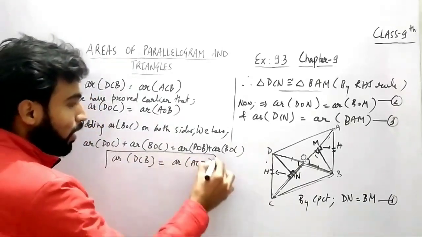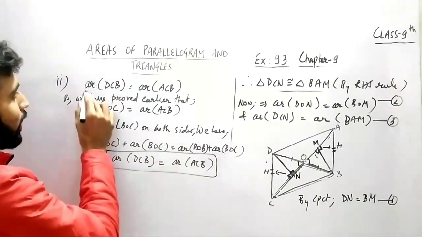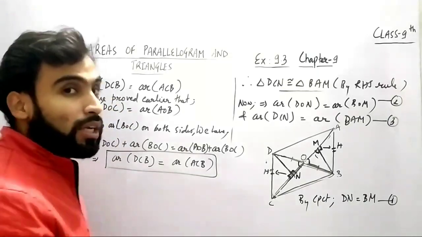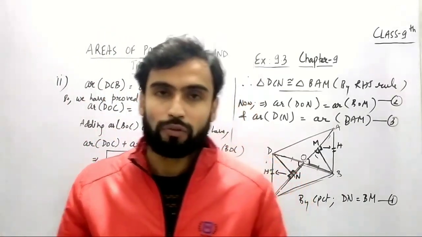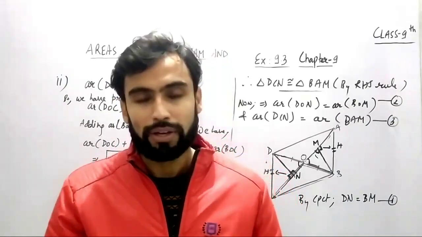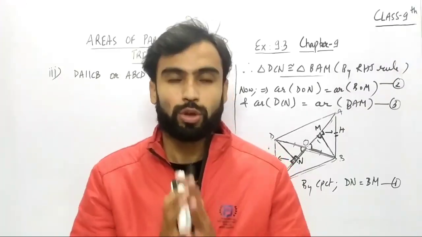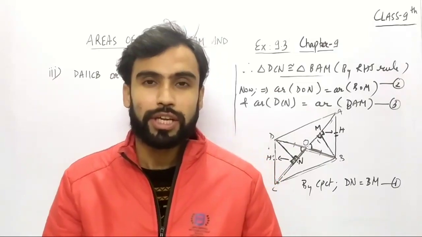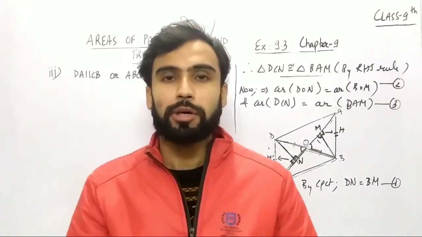So this is going to be the proof that area of triangle DCB is equal to the area of triangle ACB. So this is how you have to prove the second part here. So students, अब बढ़ते हैं इसी क्वेश्चन के last part की तरफ, that is part number 3rd.